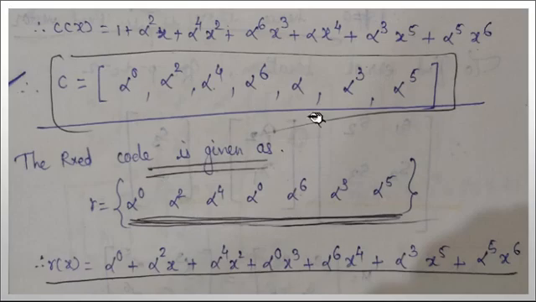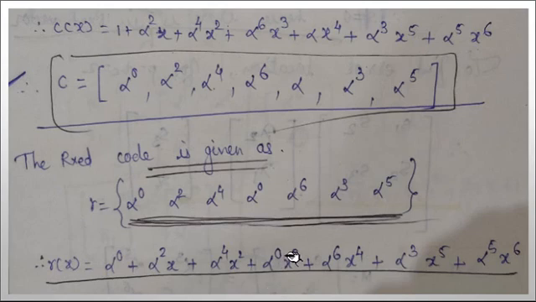Here it was given, this was with received code word alpha raised to 6. Actually it should have been alpha raised to 5, and this alpha x raised to 3 should have been with alpha raised to 2. So that is what actually we need to trace out. So this is what is done.